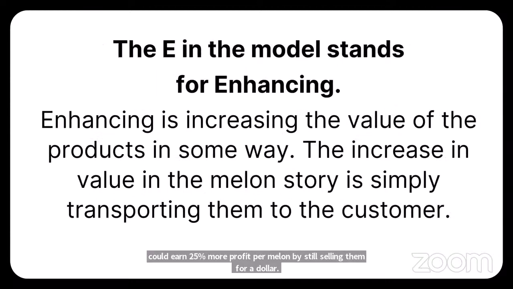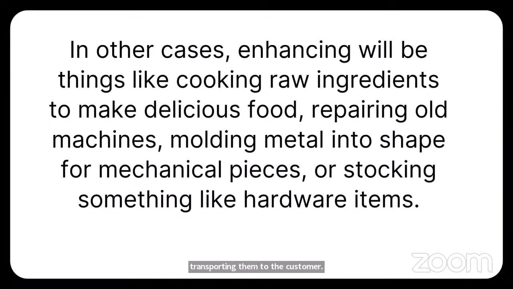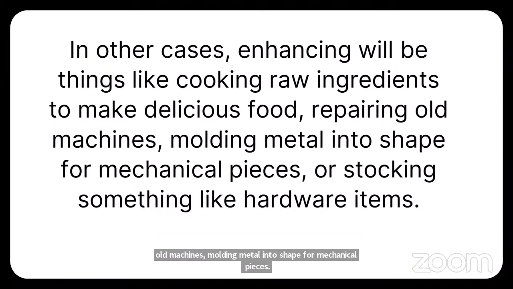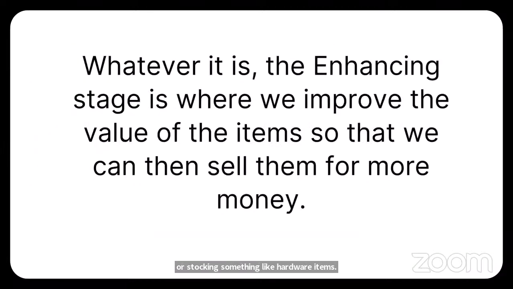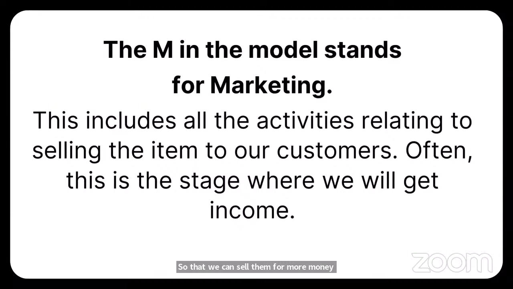The E in the model stands for enhancing. Enhancing is increasing the value of the products in some way. The increase in value in the melon story is simply transporting them to the customer. In other cases, enhancing will be things like cooking raw ingredients to make delicious food, repairing old machines, molding metal into shape for mechanical pieces, or stocking something like hardware items. Whatever it is, the enhancing stage is where we improve the value of the items so that we can sell them for more money. This includes all the activities relating to selling the item to our customers.